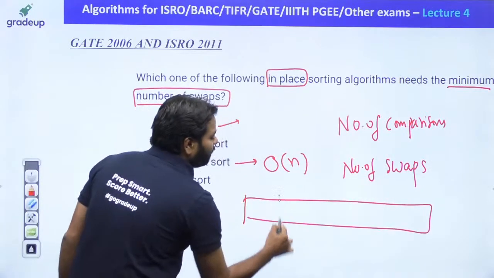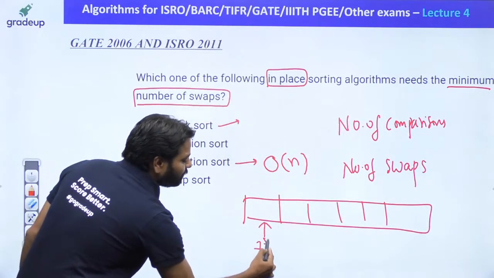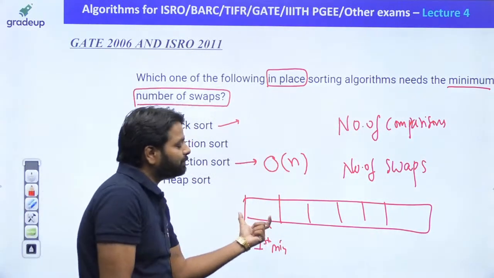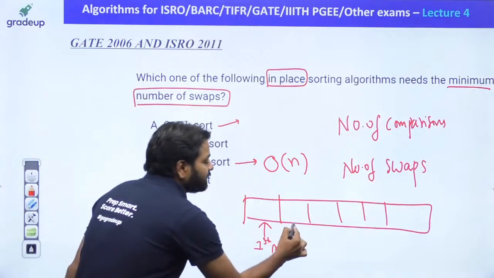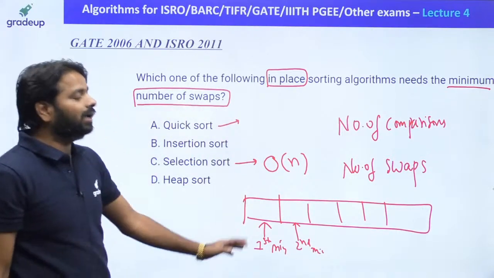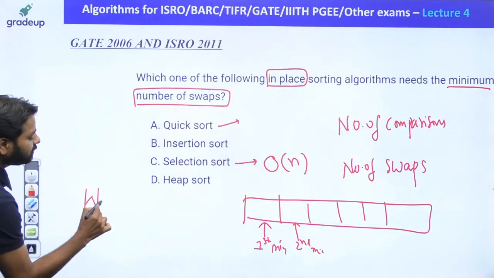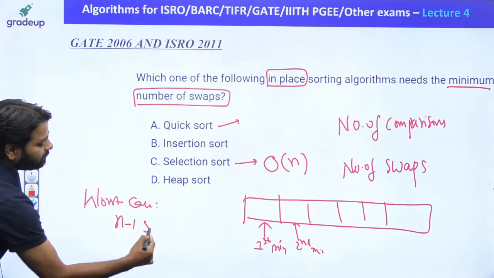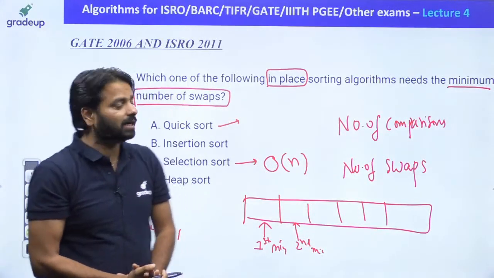If you have any array, first we place the first minimum. For the first minimum, we just swap this position with wherever the first minimum is. We saw this just before. Then the second minimum we get here, second swap. And you will see n-1 swaps in the worst case. There is no such algorithm with fewer swaps; in the worst case it is n-1 swaps, guys.